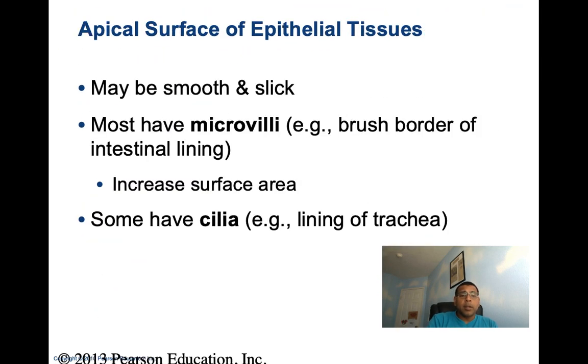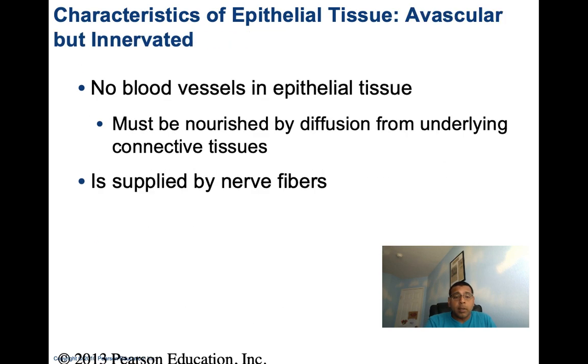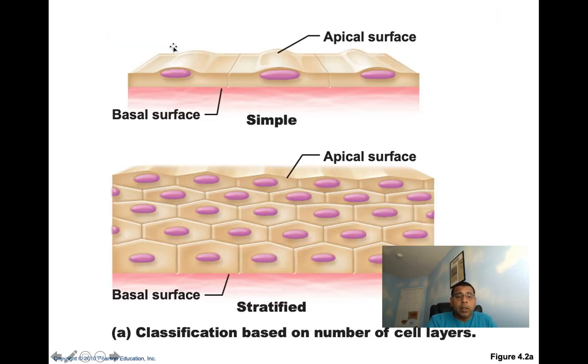Next then, we have the basal surface. Now the basal surface is the lower or the attached surface. So here you can see the surface right down here, basal surface. Okay, so that's what we mean when we say epithelial tissue has polarity: it has two surfaces.